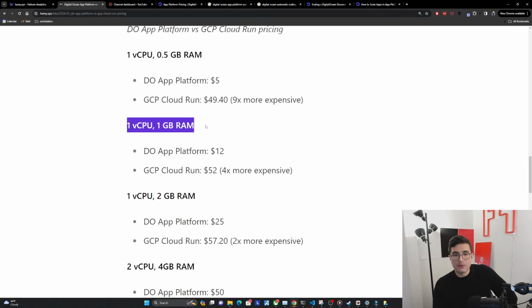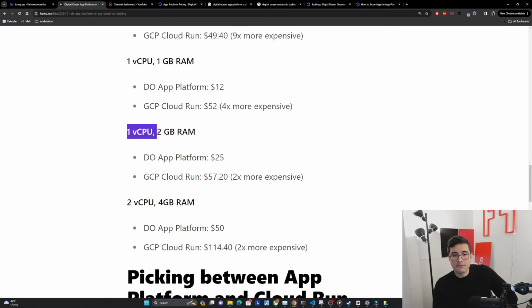For 1 vCPU and 1 gigabyte RAM, DigitalOcean is going to run you about $12, and GCP Cloud Run is going to cost about $52, which is about 4 times more expensive. For 1 vCPU and 2 gigabytes of RAM, DO is going to cost you about $25, and GCP is going to cost you about $57, which is about 2 times more expensive. And then finally, for 2 CPUs and 4 gigabytes RAM, DO is going to cost you about $50 a month, and then GCP Cloud Run is going to cost about $115, which is again a little bit more than 2x expensive.